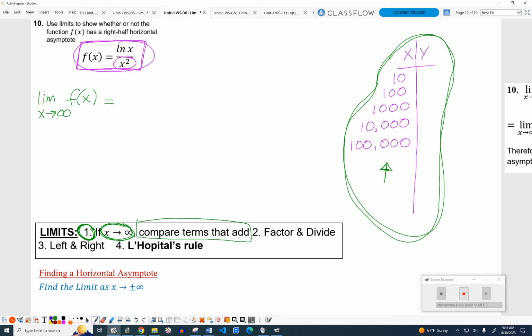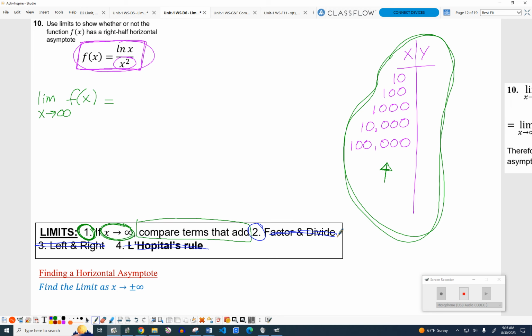Factor and divide. The only factors of the denominator are x. X is not a factor of the numerator, so we can't divide. The only reason we factor is to find matching factors. So we skip number 2. We don't do left-right because it's x approaching infinity. And we haven't learned L'Hopital's rule yet.